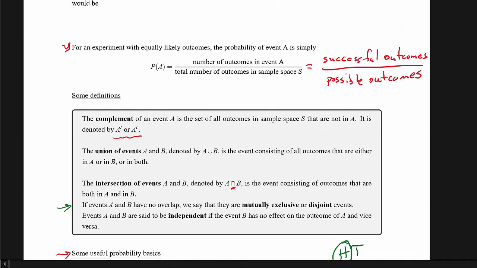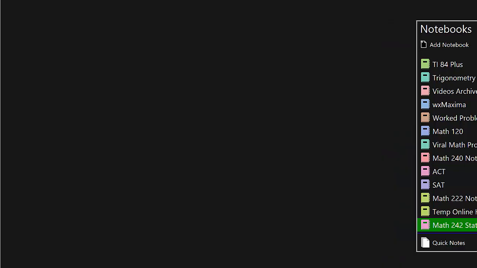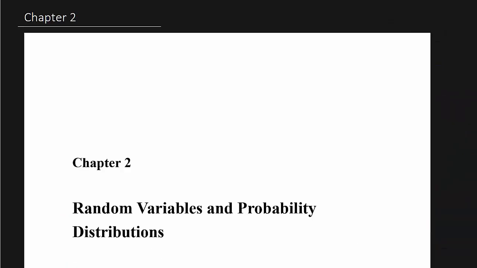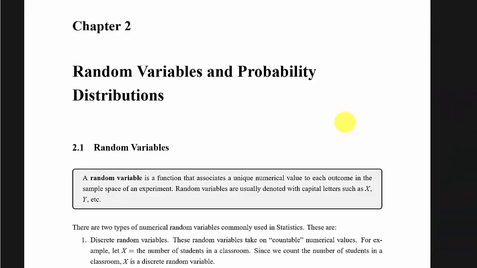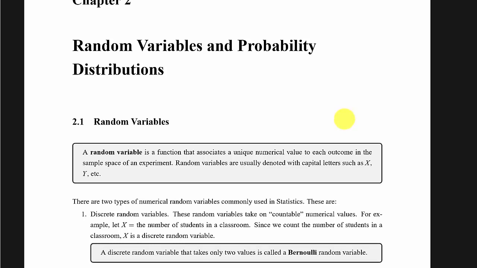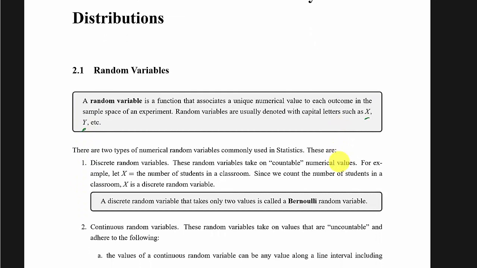All right, and now let's come up here and we're just going to do the first part of chapter 2. It's not a lot, just talk about it a little bit. So random variables. A random variable is a function that associates a unique numerical value to each outcome in the sample space of an experiment. Random variables are usually denoted with capital letters such as X, Y, etc.